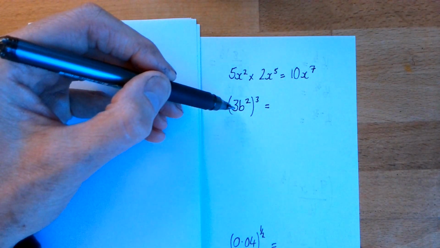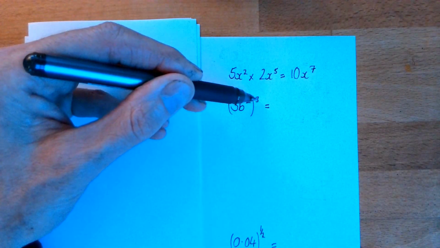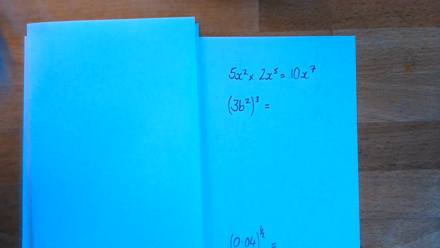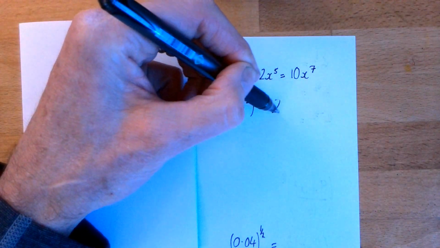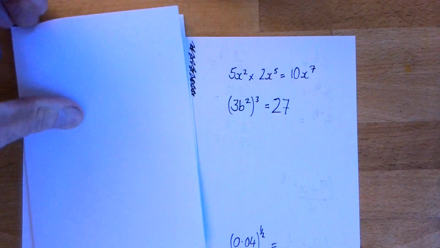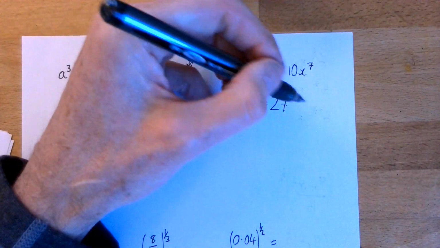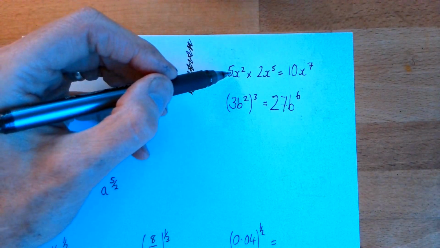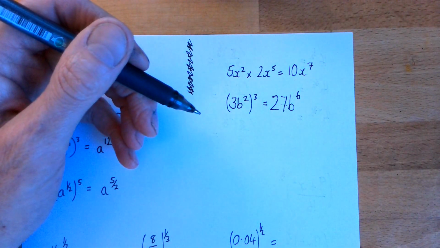Here, however, we've got 3b squared in a bracket cubed. So this time the 3 is cubed as well as the b squared cubed. So just like I did up here, I'm going to deal with the numbers and the algebra separately. 3 cubed, 3 times 3 times 3, is 27. And b squared cubed, well, that's that third indices rule again, isn't it? So that's going to be 2 times 3, that's going to be b to the power of 6. So when you have numbers and algebra, deal with the numbers and the algebra separately.